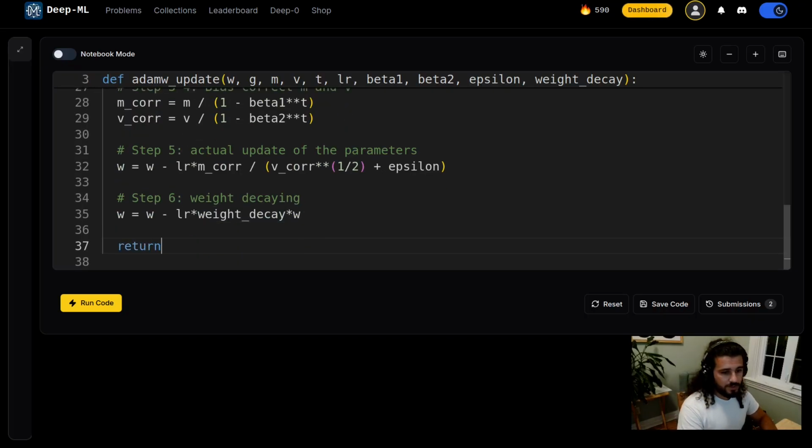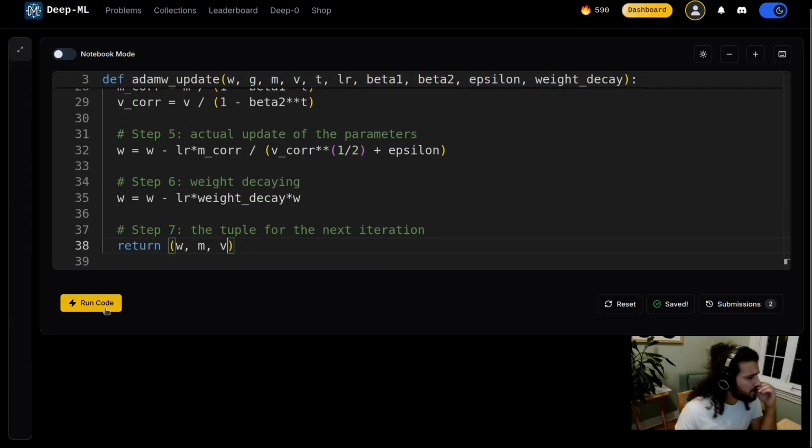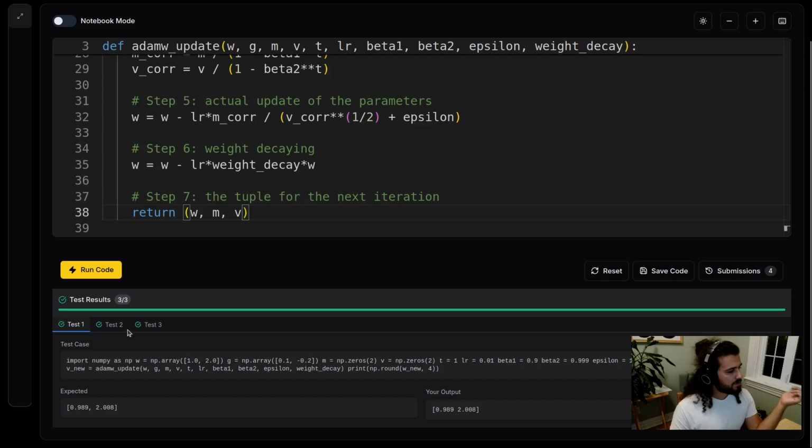Then we're going to return, on step 7, the tuple for the next iteration. In this case it's going to be W, and we're going to have our new m and our new v, not m corrected or v corrected, just m and v. And we should be good to go here. And yes, we got it right.